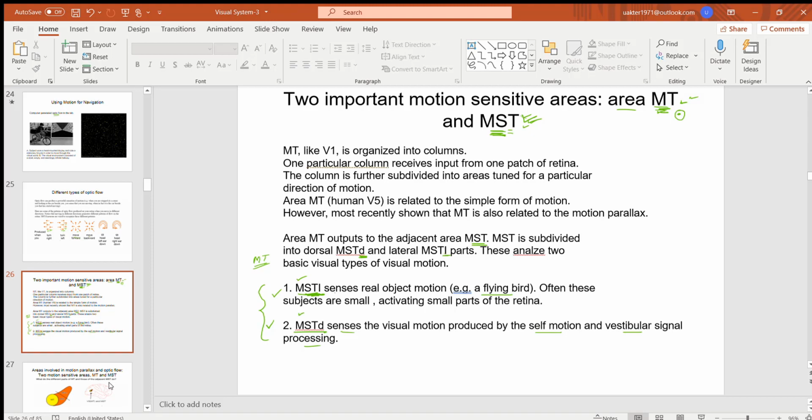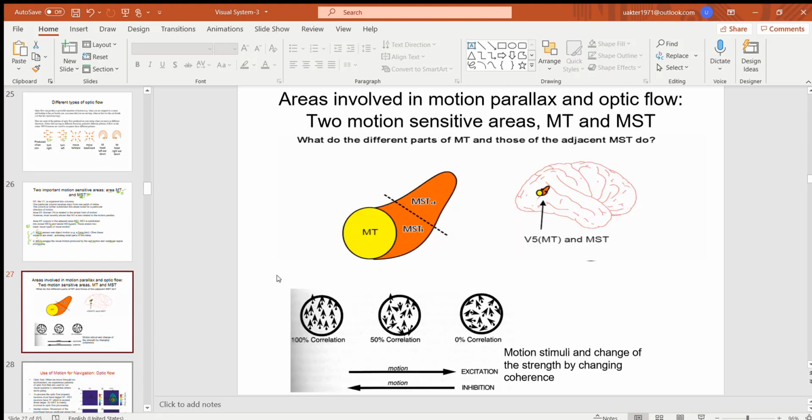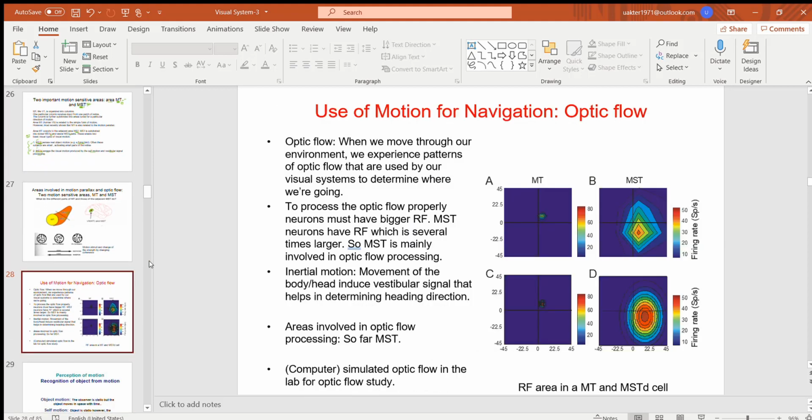So here you see these two areas, their rough location: MT, the yellow, and MST, the red, and MST is divided into dorsal and lateral, right? This is actually the recording of the receptive fields. I recorded the neurons of MT and MST from monkeys, and you see the comparison. This is the receptive field of an MST neuron, and this is the receptive field in MT. So in MT, the receptive field is very small compared to MST.